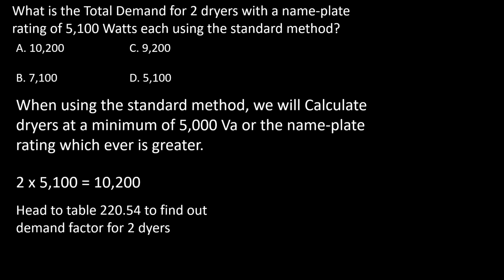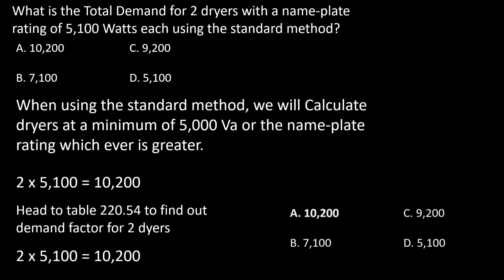Then we head over to table 220.54 and find out what our demand factor is for 2 dryers. When we get to that table, we find out that there is no demand factor. You calculate it at 100% up to 4 dryers. So we just take straight math, 2 multiplied by 5,100. That's going to give us 10,200. And the total demand for this one is A, 10,200.